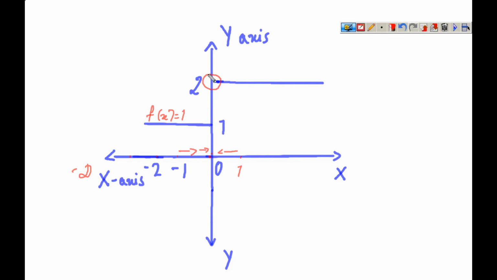That means the expected value will be 2 for all the values of x greater than 0 but very near to 0. It's not touching 0 but it is very near, so the expected value will be 2. So the right hand limit is 2, but the left hand limit is 1. So those are not equal.